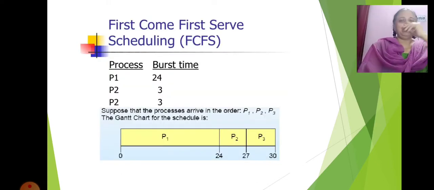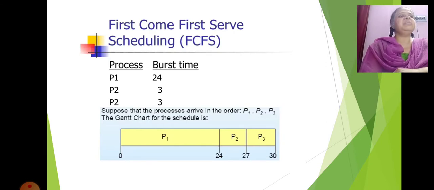Now we come to the first come first serve scheduling algorithm. By far this is one of the simplest CPU scheduling algorithms. With this scheme, the process that requests the CPU first is allocated the CPU first. The implementation of FCFS is easily managed with a FIFO queue, since the queue operates on FIFO.